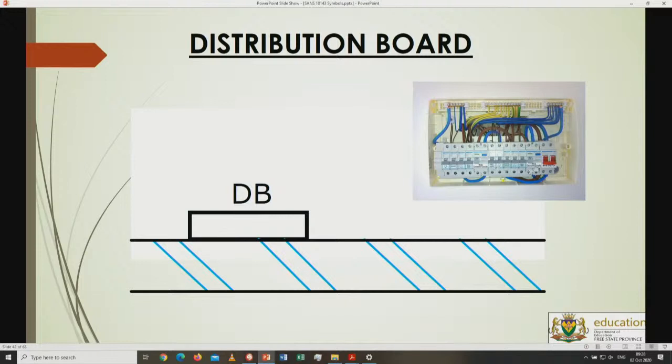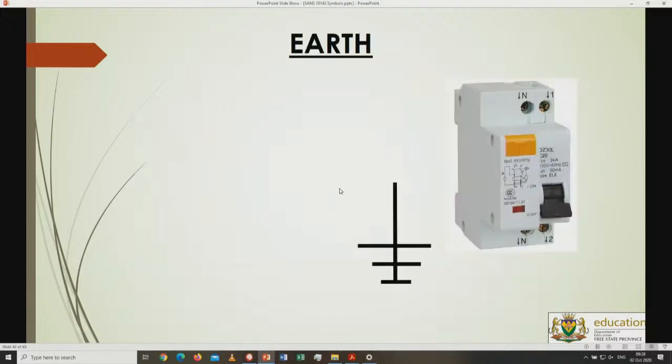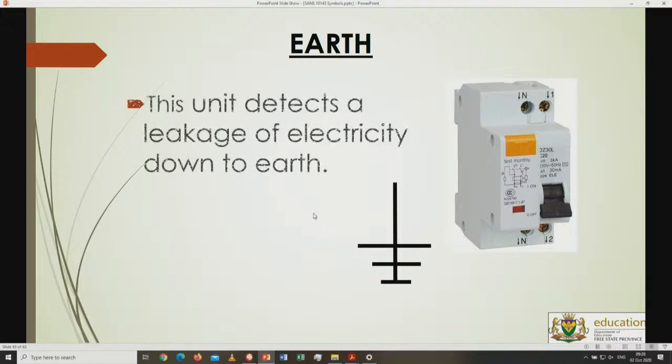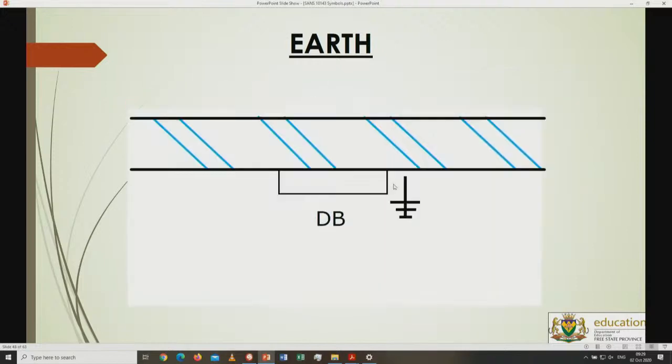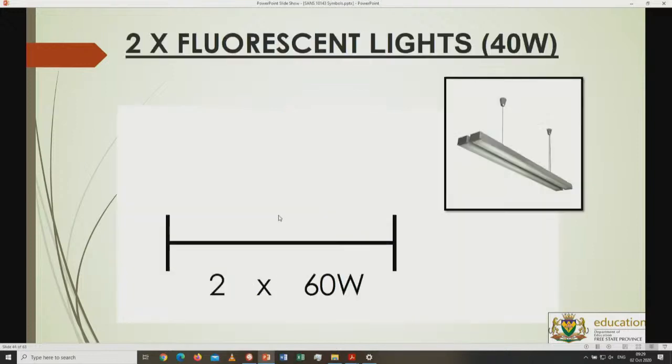This is what it looks like. You're all familiar with the distribution board, but it's a rectangle against the wall, and it says DB, distribution board. In Afrikaans, distribusiebord, so it's also going to be DB. All right, then over here, this is your earth leakage, what it will look like. Then you can have the earth leakage sometimes outside. It's also sometimes part of the board itself, inside the distribution board.